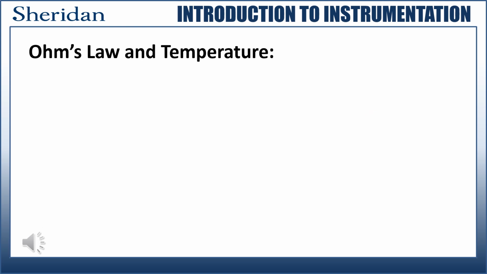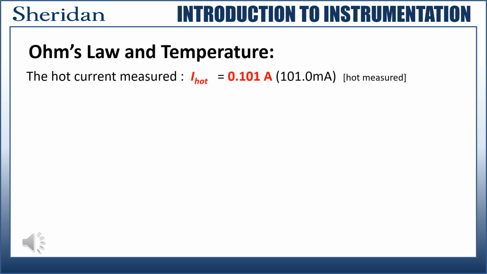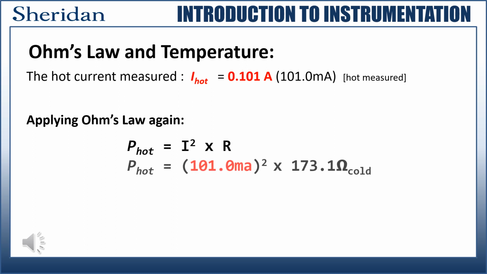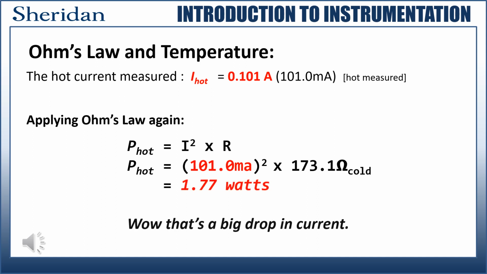Let's go back and check our math. The hot current is measured at 0.101 amps or 101 milliamps. Let's identify that as hot measured. Reapplying Ohm's law, we find the power, when hot, is equal to the current squared times 173.1 ohms. And that only gives us 1.77 watts. That's not even close to 25 watts. What's going on here?